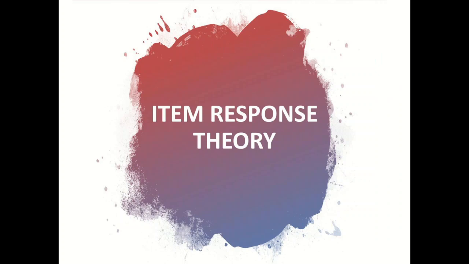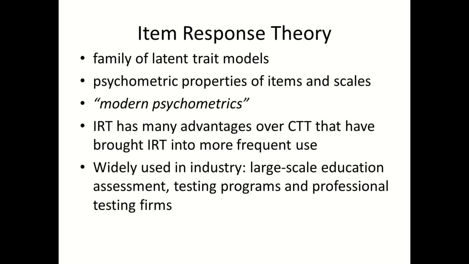There's also an alternative universe out there that is called item response theory. Item response theory is actually a whole family of latent trait models. It looks both at the properties of items and scales, and it is often called modern psychometrics, mainly because it is statistically and mathematically way more complex. It has many more advantages over the classical model, but it is also much more difficult to run all these highly complex statistics. On the other hand, it is widely used in industry. So if you happen to get a job in some big companies, large-scale education, assessment, testing programs, or professional testing firms, they these days typically use some form of item response theory.